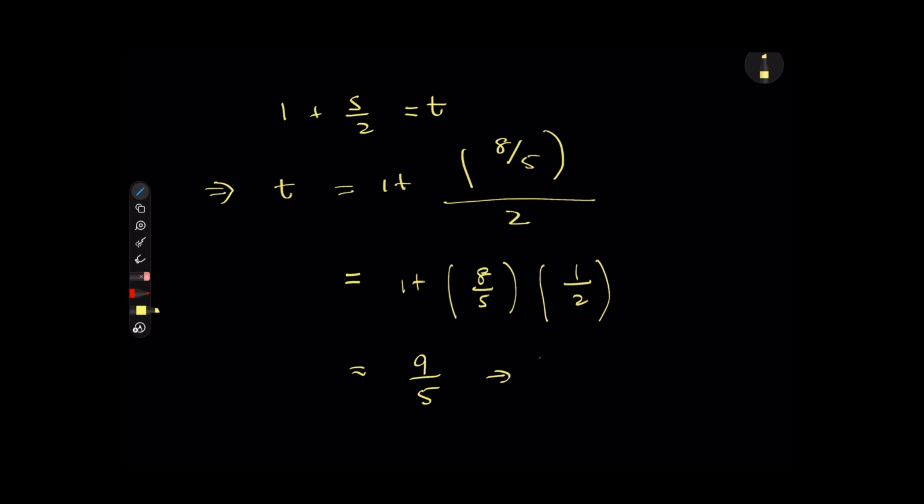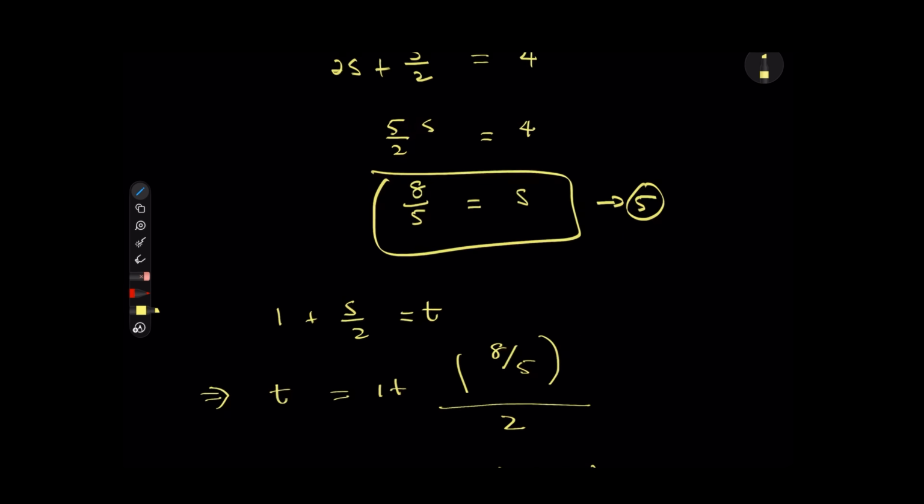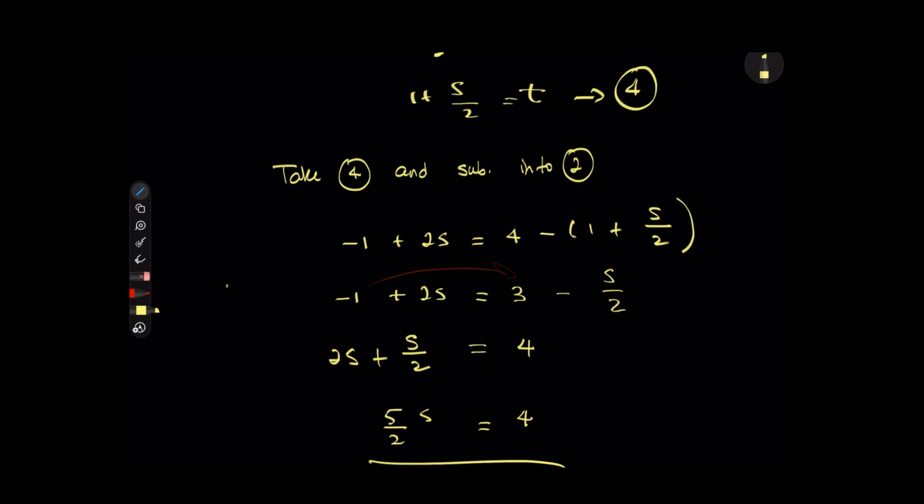Let's put this as equation number 6. So this is what t is. Now I have t and now I have s. So what I can do is put this into an equation which I did not use yet, and let's see what happens. Are they going to be equal, or are we going to get a contradiction?